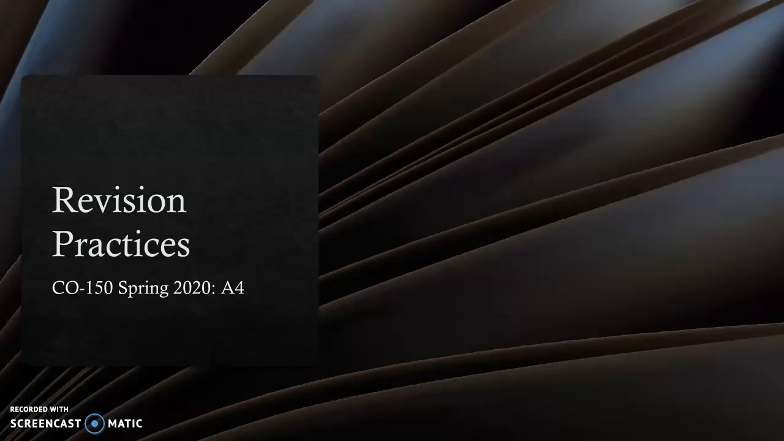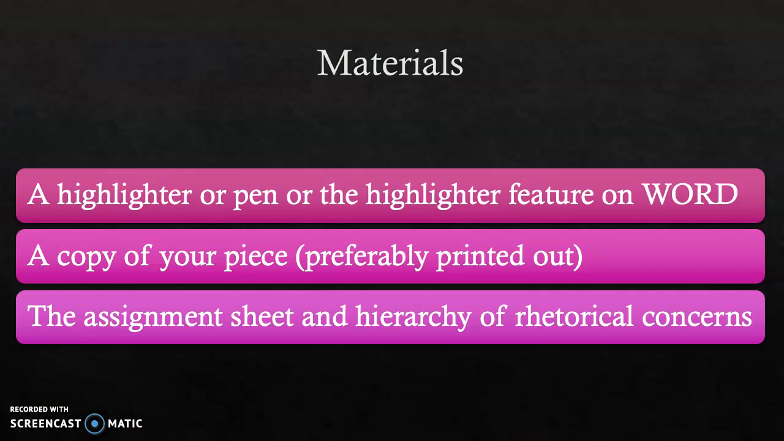And I'd like you to have that piece available to you, as well as the original assignment sheet for that piece, some sort of mechanism for tracking your changes, and the hierarchy of rhetorical concerns. These are all materials that you'll need in order to complete these revisions. So here are the materials: a highlighter or pen, or a highlighter feature on Word, or track changes, a copy of your piece, the assignment sheet, and the hierarchy of rhetorical concerns.